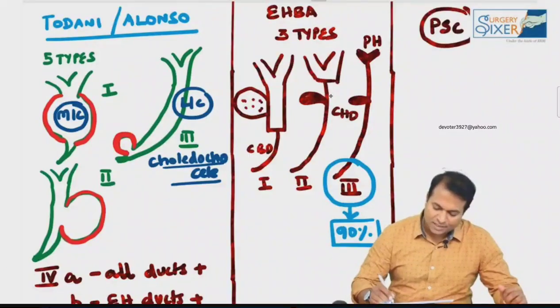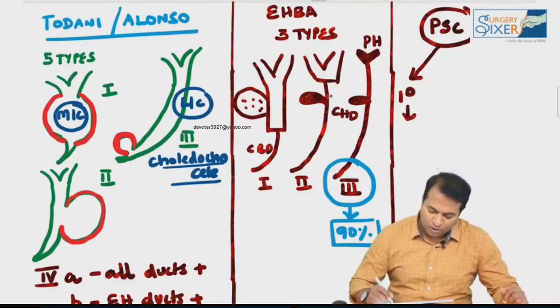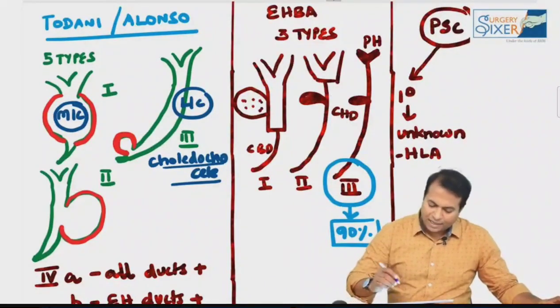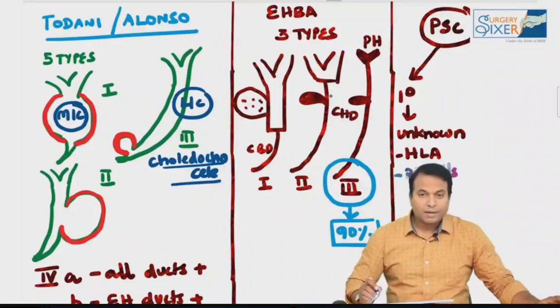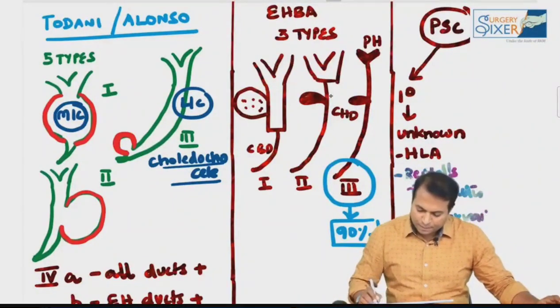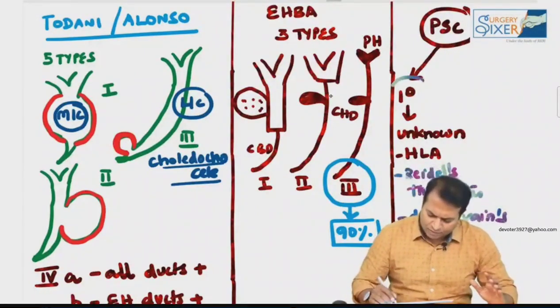Primary sclerosing cholangitis is of 2 types. Primary sclerosing cholangitis of unknown etiology. Please remember, of unknown etiology. No etiology known. Probably they are associated with HLA and they can be associated with Riedel's thyroiditis, or there may be associated de Quervain's disease. So primary sclerosing cholangitis is of unknown etiology.